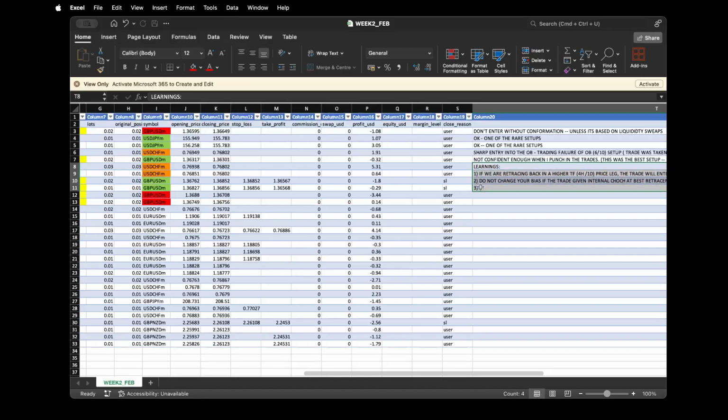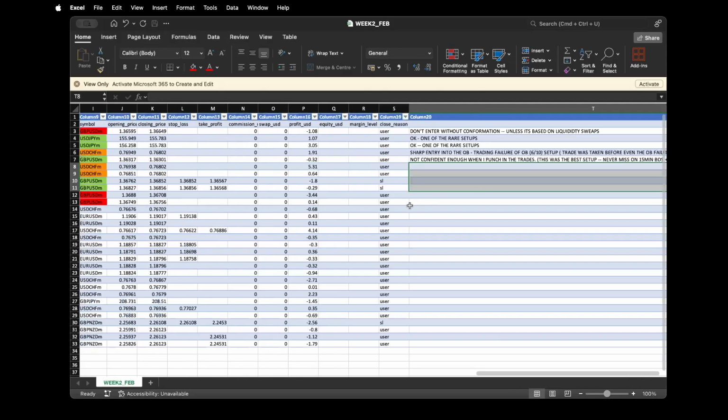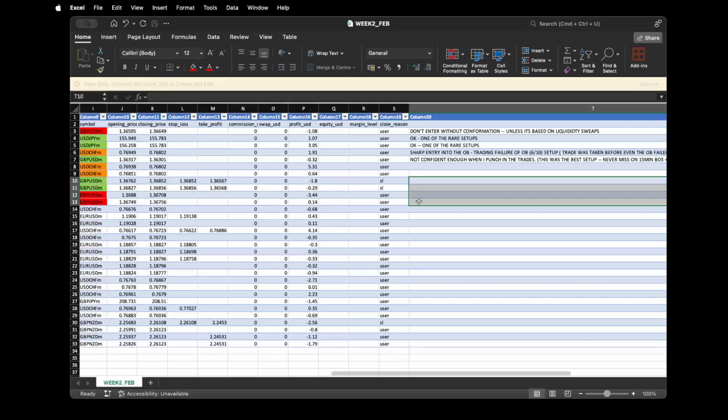Oopsie. Remove this and add this from here till here. Okay, 3 lines.